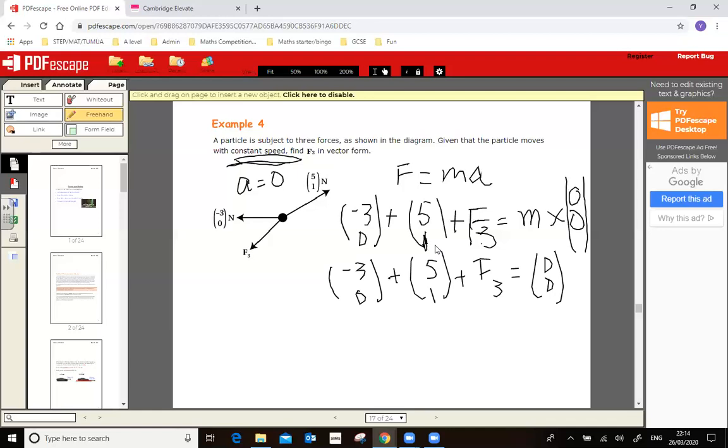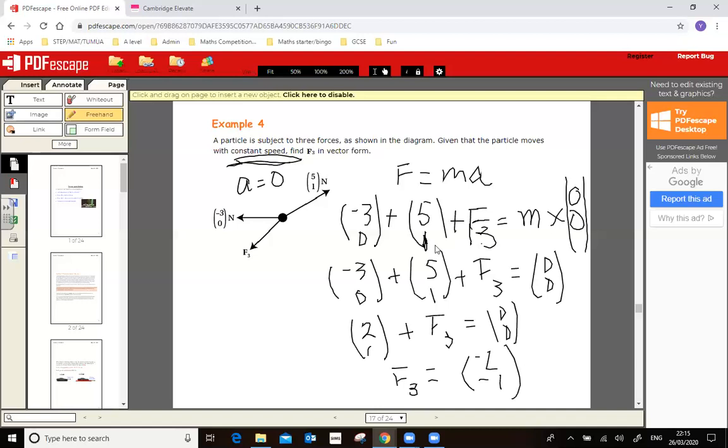So that means if we combine those 2 vectors together, we will have minus 3 plus 5, so that would be 2, and 0 plus 1, and that would be just 1. So I have 2, 1 plus F3 equals 0 and 0. So can you see what F3 is now? F3 will just equal, we just have to take away this vector from 0, 0. So 0 take away 2, so that'll be minus 2, and then 0 take away 1, so it'll be minus 1.